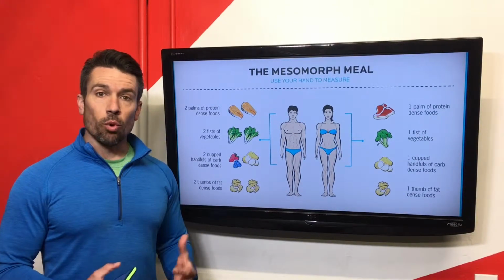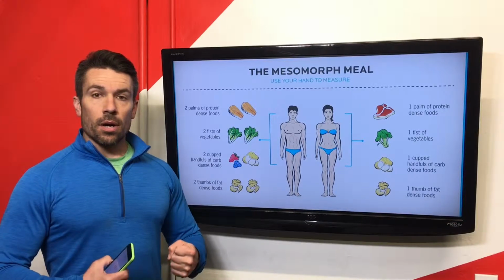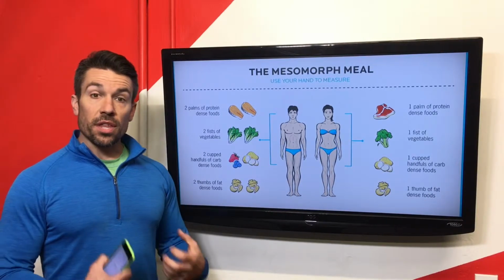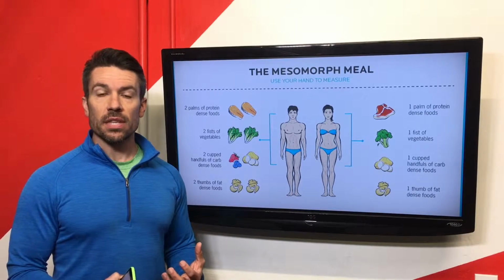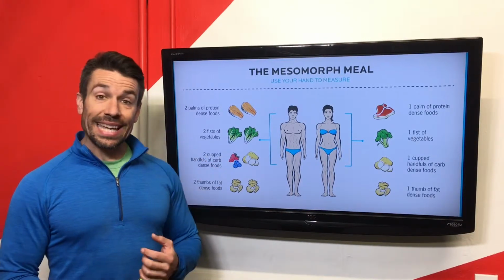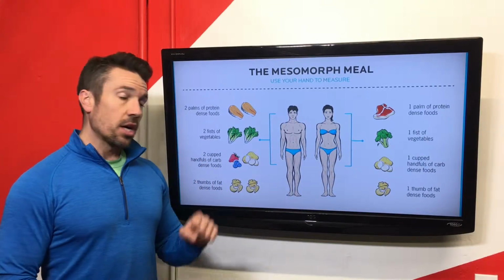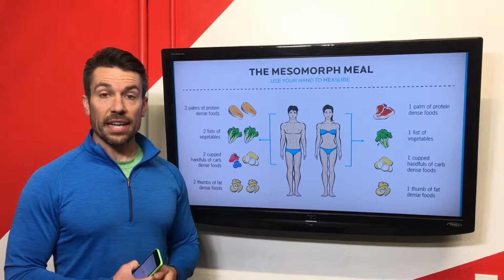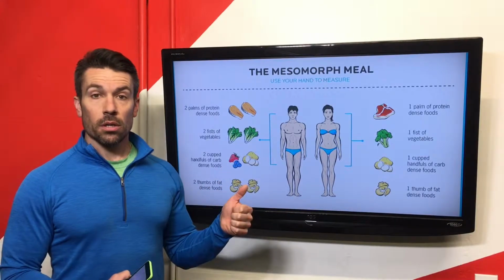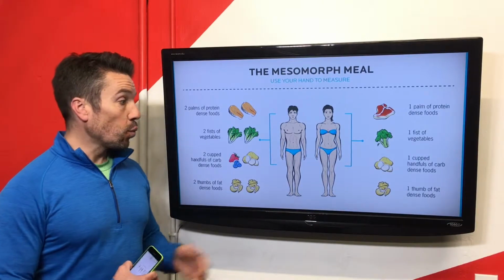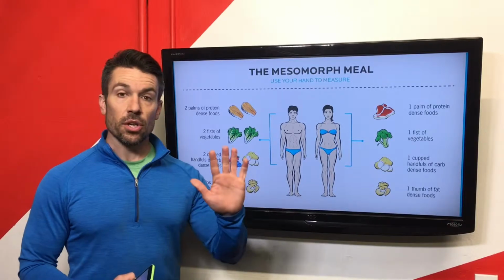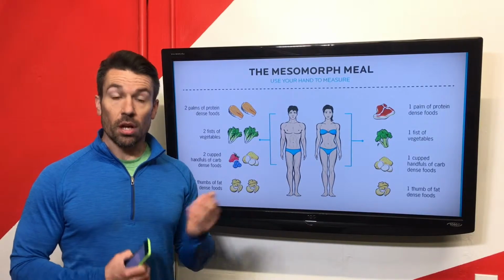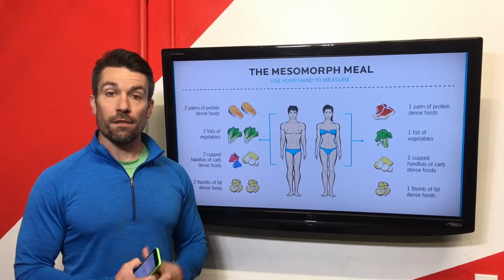Now looking at the mesomorph, like I said earlier, these are the more muscular yet lean body types. They build muscle very easily. So they're actually pretty well balanced in terms of the food that they need. For the men, again, it's going to be 2 palm-sized portions of protein, 2 fist-sized portions of vegetables, but now it's 2 cupped handfuls of a carb-dense food and 2 thumb-sized portions of fat-dense food. For the women, you have the same balance. So you have 1 palm-sized portion of protein, 1 fist-sized portion of vegetables, 1 cupped handful of carb-dense food, and 1 thumb-sized portion of fat-dense food.